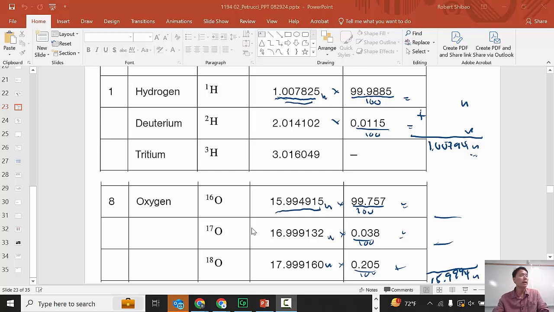9? Okay. And did anybody calculate the percent abundances for all of them? You did all of them? Did it add up to 100%? It did? Oh, good.